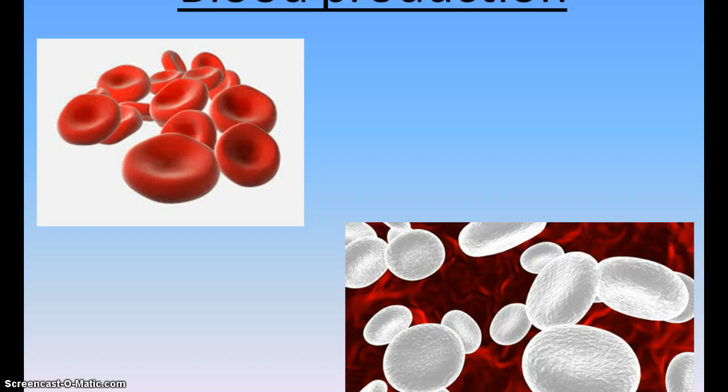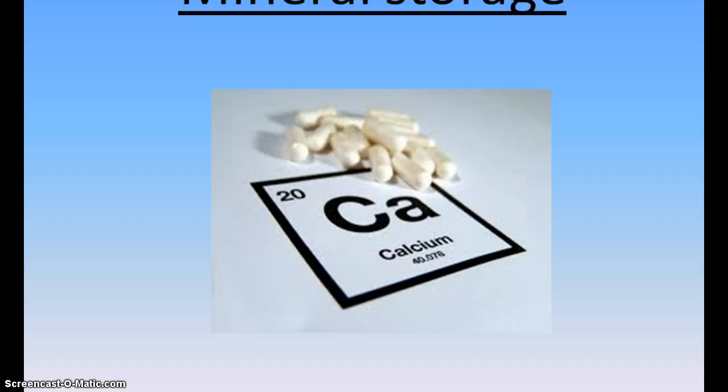Blood production and bone marrow. Bone marrow is contained in certain bones and produces red and white blood cells. If people have a bone marrow transplant, this is because they are not producing enough red and white blood cells. The role of the white blood cells is to fight infections and diseases.